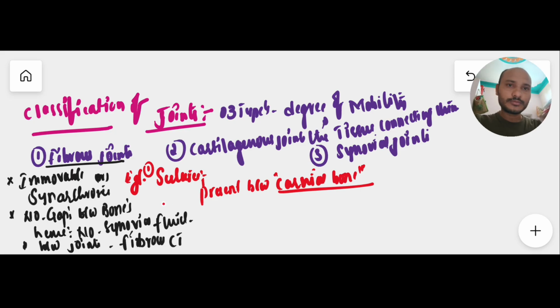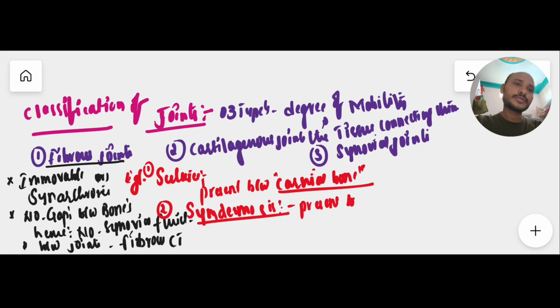One more type of fibrous joint is syndesmosis. Syndesmosis is generally present between the tibia and fibula. These tibiofibular joints are present in the hind limb. For example, in the hind limb we have the femur bone, and below it we have the tibia and fibula. Between these two there is a joint. The joint is called syndesmosis.